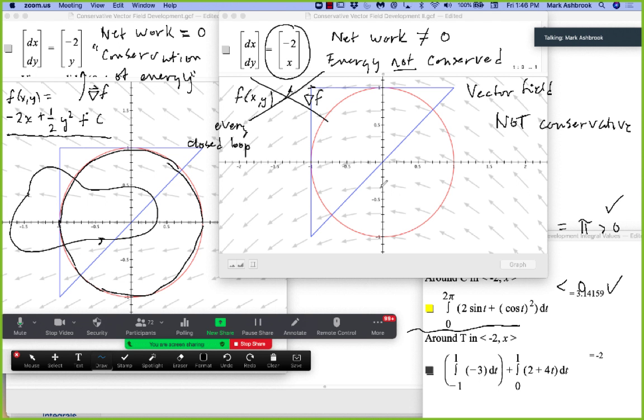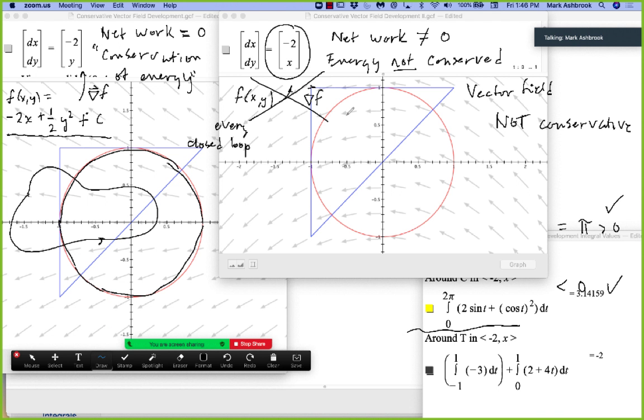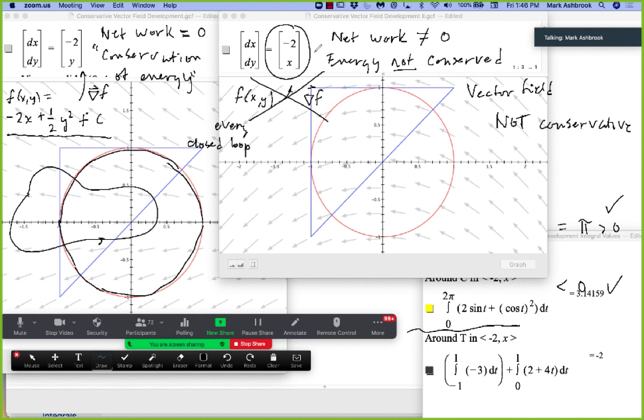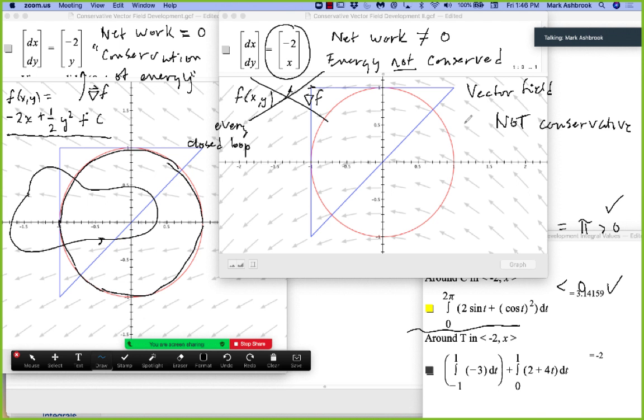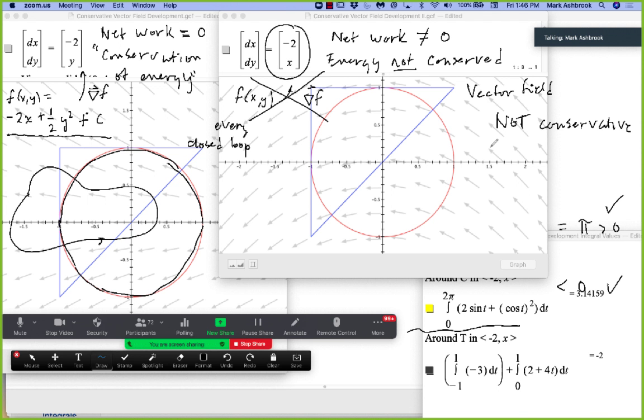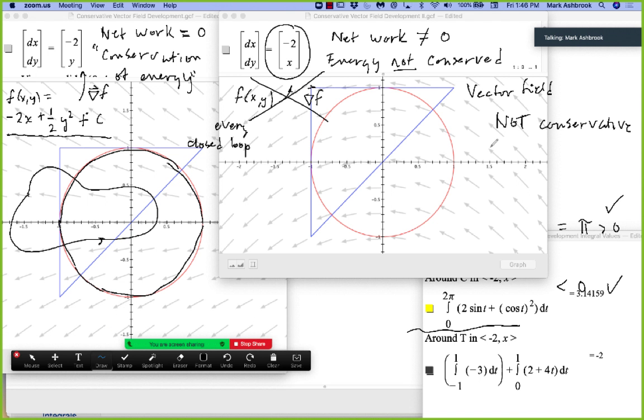So, big takeaway, gradient fields are conservative, and that means that every closed loop in a gradient field will have a circulation value of 0. If it's not a gradient field, then the field is not conservative, and you'll be able to find closed loops that don't give a 0 circulation. Now, you might be able to find some loops that do give 0 circulation, but not all of them will be.